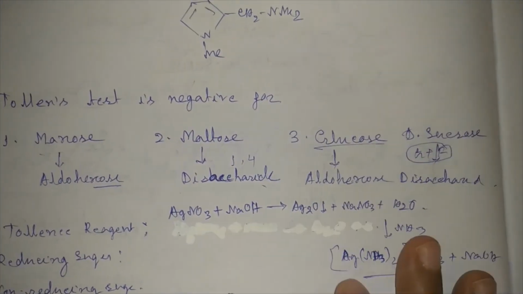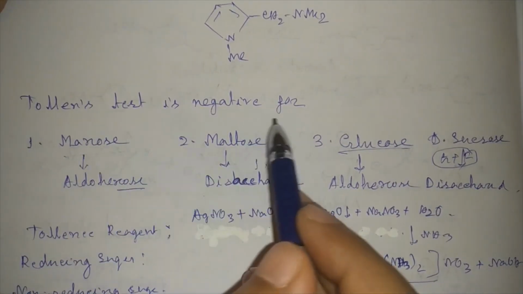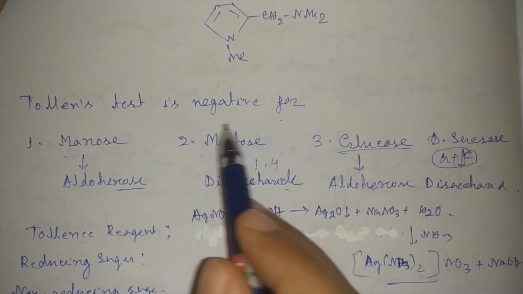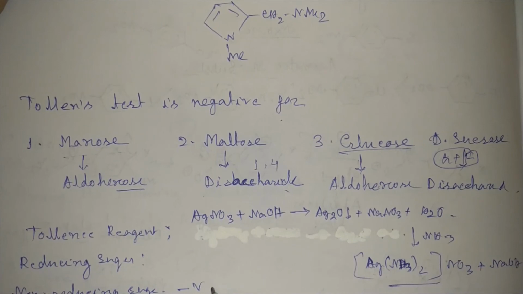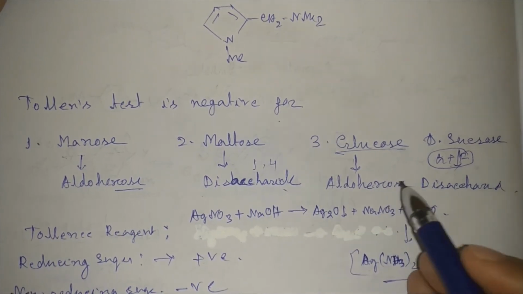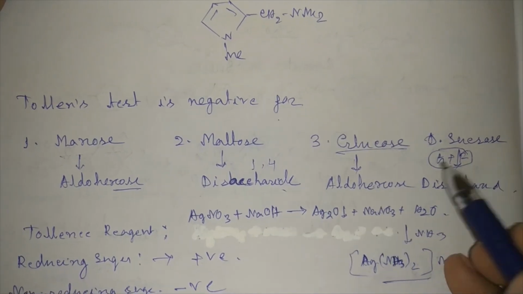So our question was, the Tollens test is negative for. So for non-reducing sugar, it is negative. For reducing sugar, it will be positive. So sucrose is non-reducing sugar, so the answer will be sucrose.